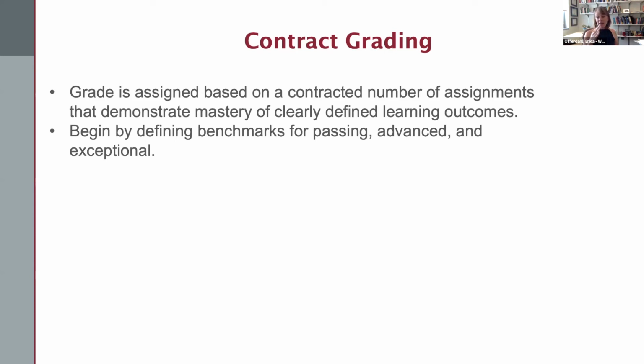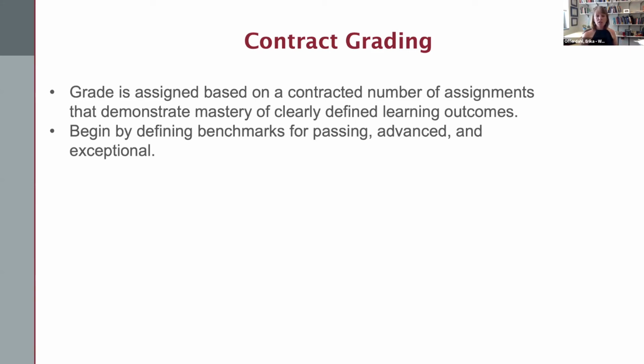And then identifying which assignments you're going to have in class and where the bar is for each of those assignments is one way to do it. Or it could be a certain number of assignments that they do. But then you articulate the benchmarks for a passing grade, a B level grade, an A level grade. If you go with pluses and minuses, you do it there.